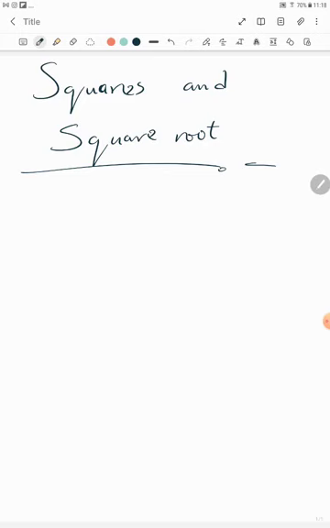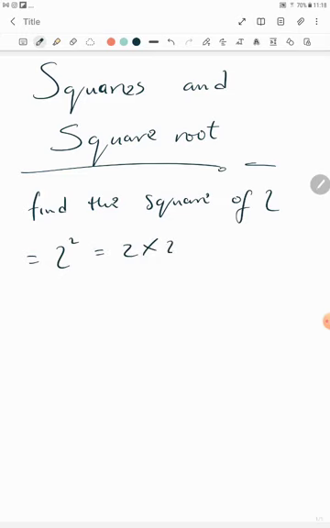So the fundamental knowledge is that if you are being asked to find the square of 2, it simply means you should do 2 raised to the power of 2, which gives you 2 times 2 equals 4. So the square of a number is simply the number raised to the power of 2.